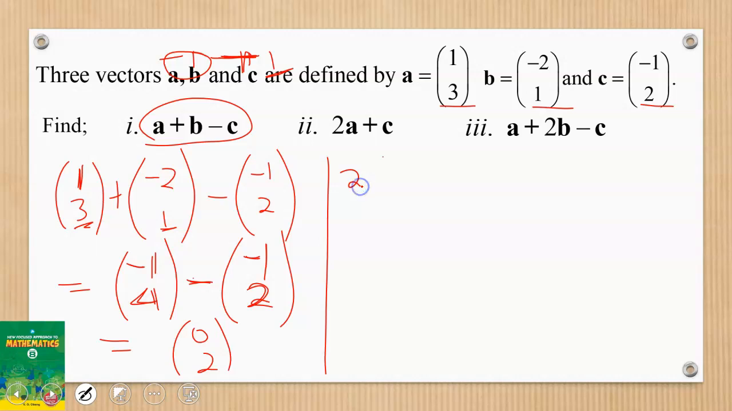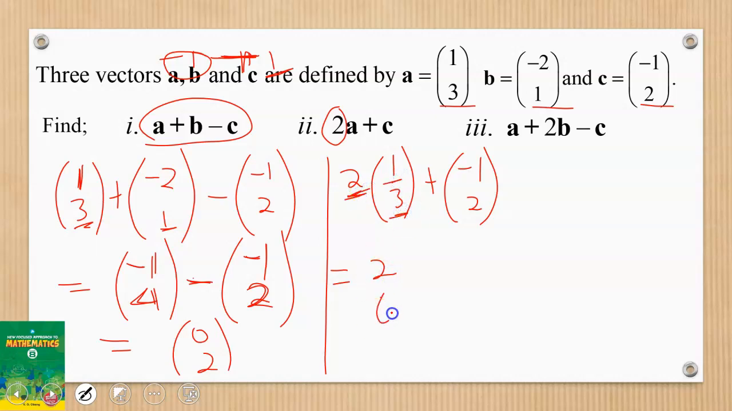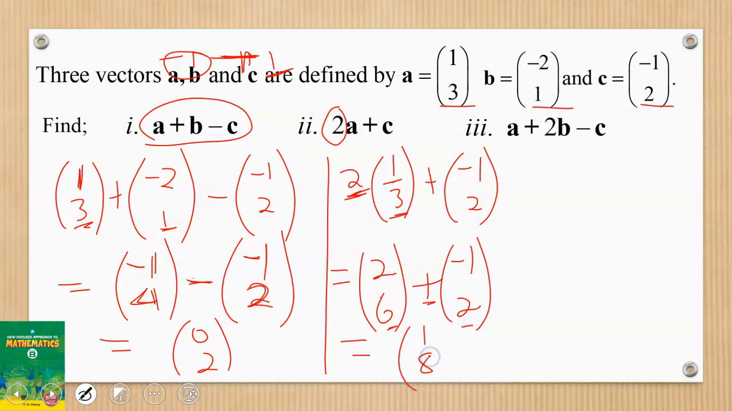Then we have 2 times vector A, (1, 3), plus vector C, which is (-1, 2). Again, this is a scalar, and in our next video, we're going to work on scalar multiplication and what it means. But here it simply means we are multiplying 2 times 1, which will give us 2, and 2 times 3, which will give us 6. Then plus our (-1, 2). Then we can add our vectors. 2 plus -1 will give us 1, and 6 plus 2 will give us 8. So we get our answer.